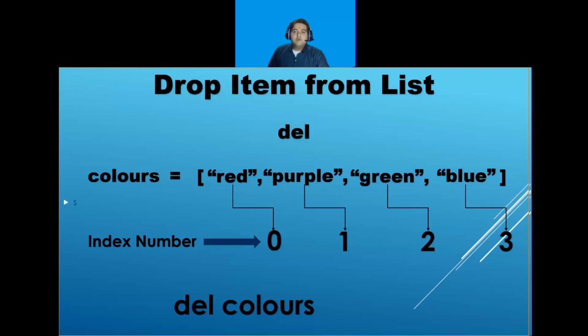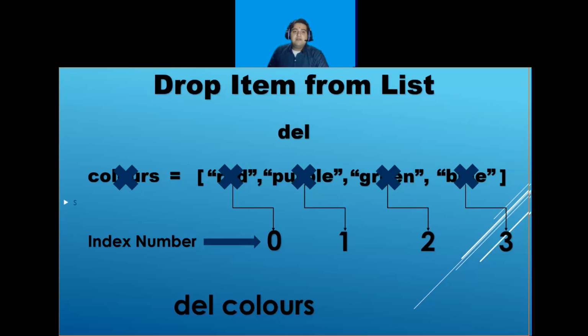You can also use the same del keyword to remove the complete list. So in this example, I want to remove the complete list and I want to remove the variable also. So I will write del followed by the variable name. It will remove the variable name and also the list.